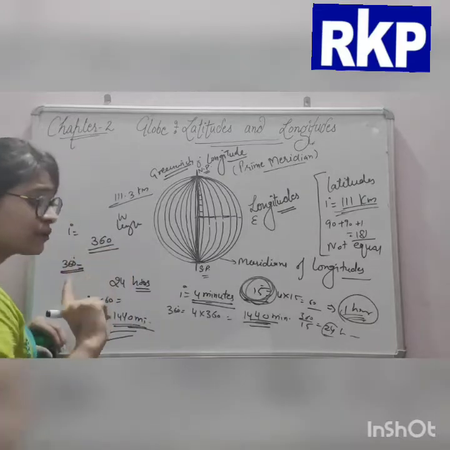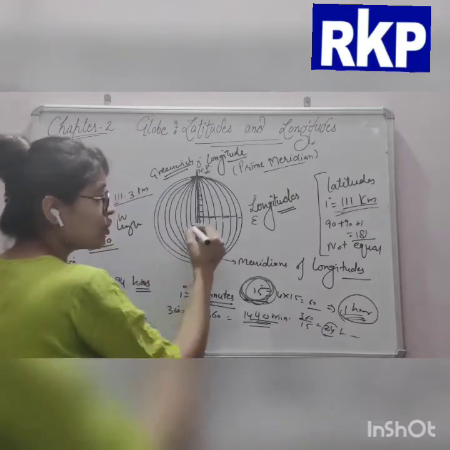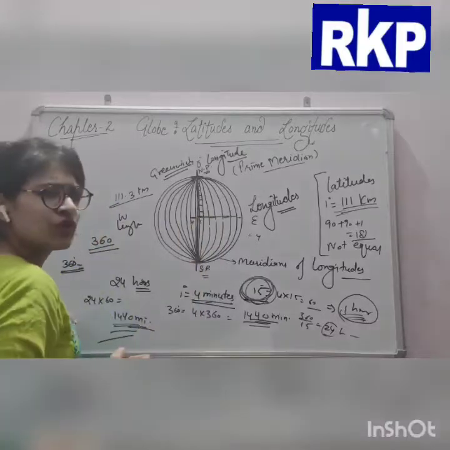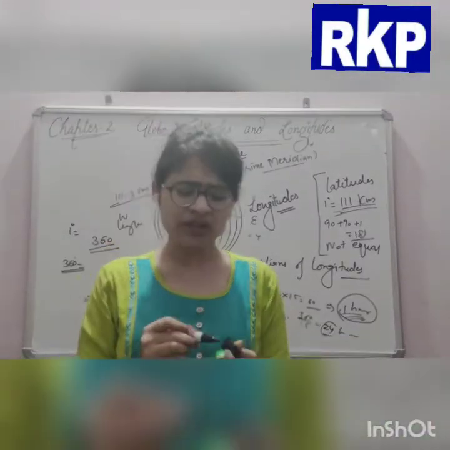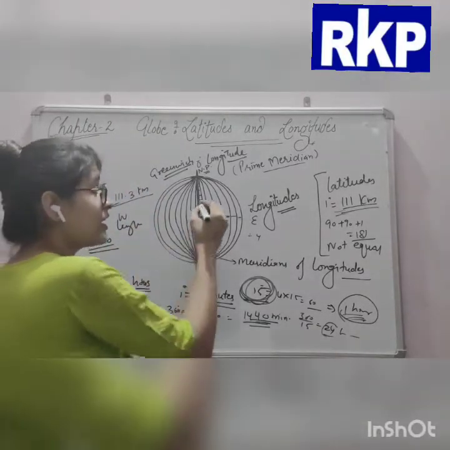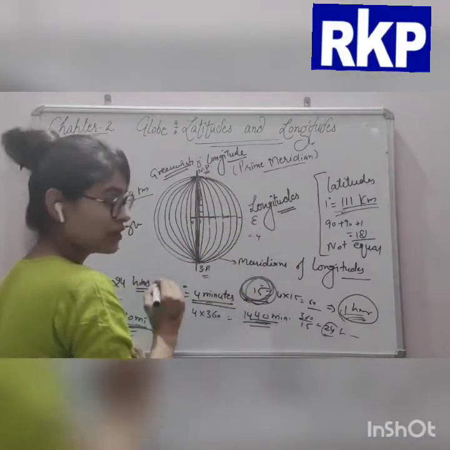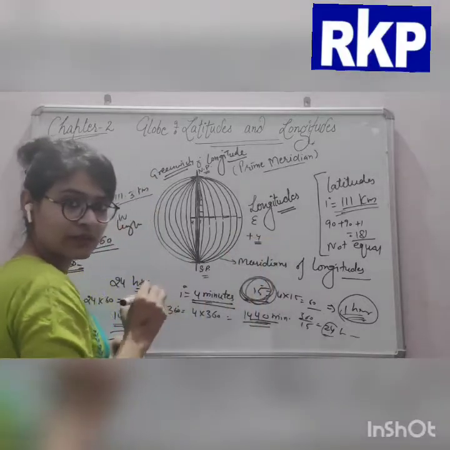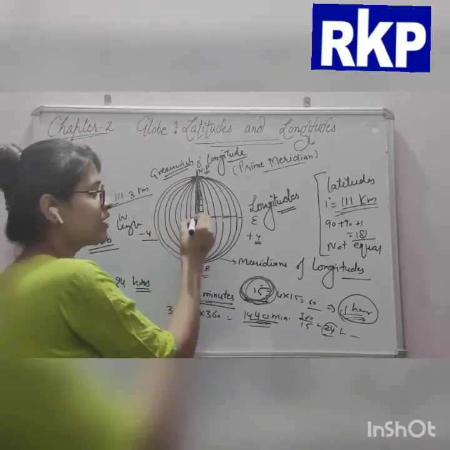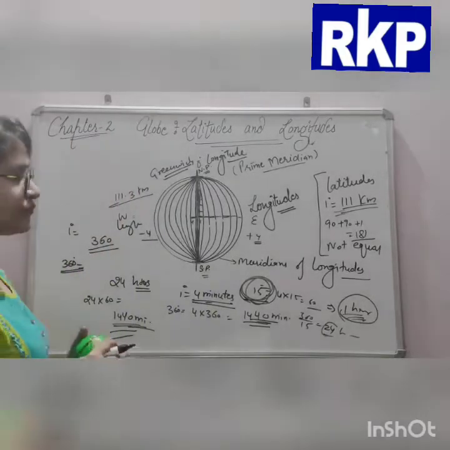Clear? Then obviously I told you that 1 degree is equal to 4 minutes. This is 1 degree distance, so it will be 4 minutes. Then here also it is 1 degree, so it will also be 4 minutes. Then how can we measure our time? The main thing is, if we are moving eastwards, 4 minutes will be added to the time for 1 degree, and if we are moving westwards, 4 minutes will be decreased from the time.